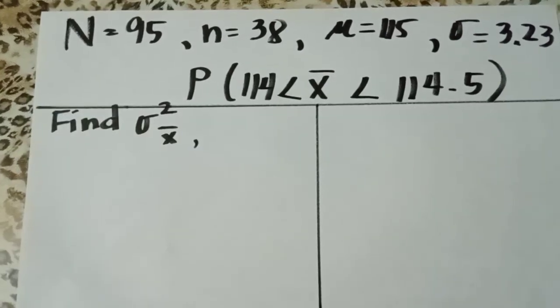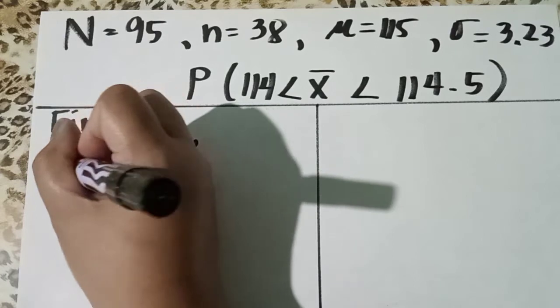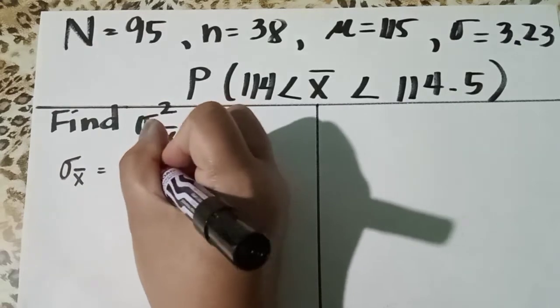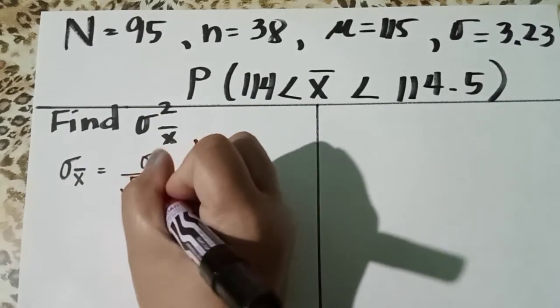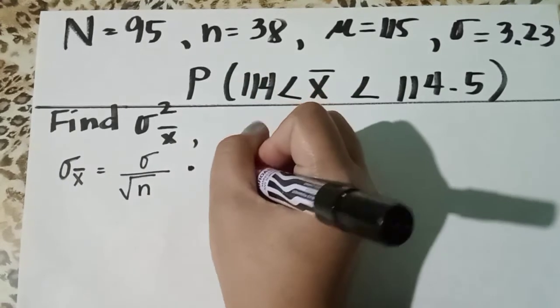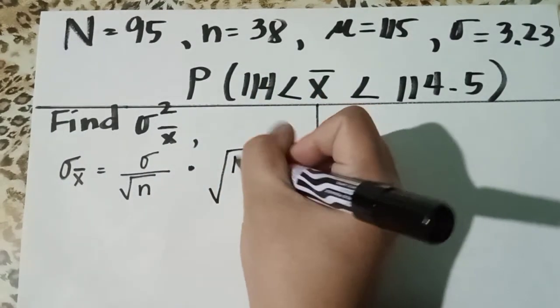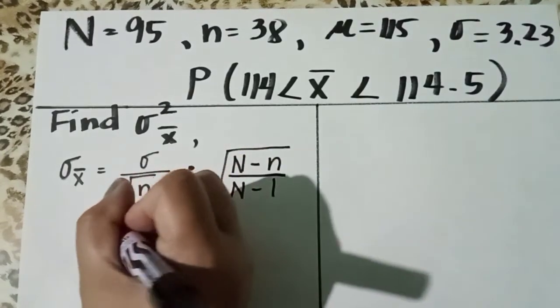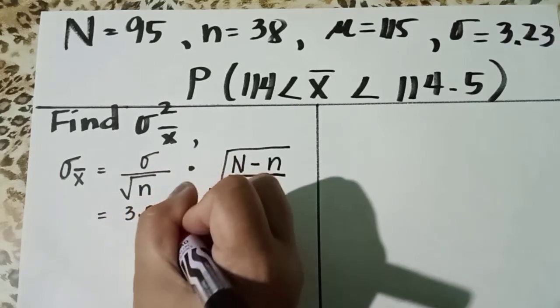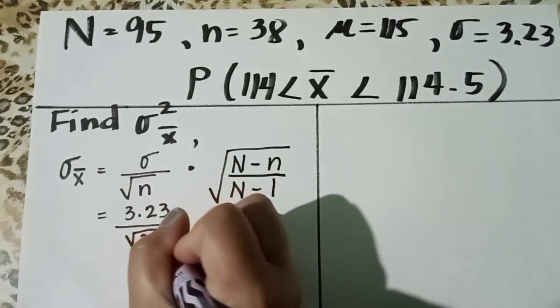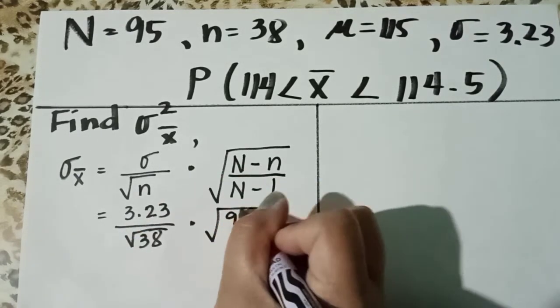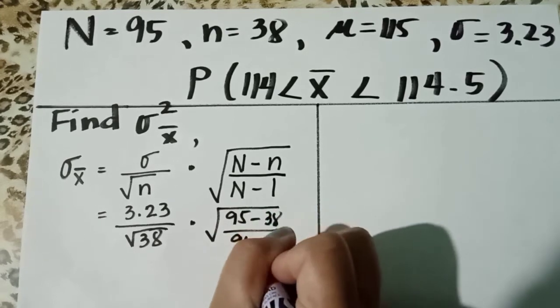Okay, class, so let us find the standard deviation of the sampling distribution of the sample mean using our given. Using the formula, we have the standard deviation all over the square root of our sample size, to be multiplied by the square root of our population size minus our sample size all over our population size minus 1. So let's substitute. We have 3.23 all over the square root of 38, to be multiplied by, of course, the square root of 95 minus 38 over 95 minus 1.